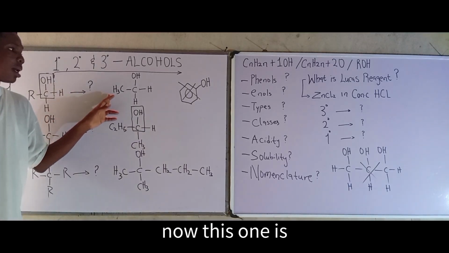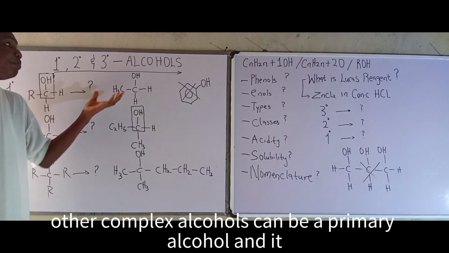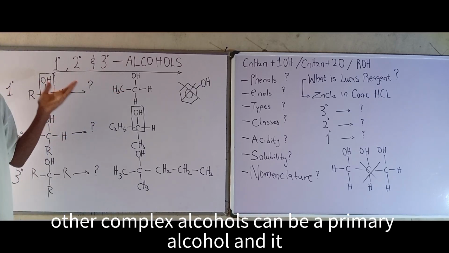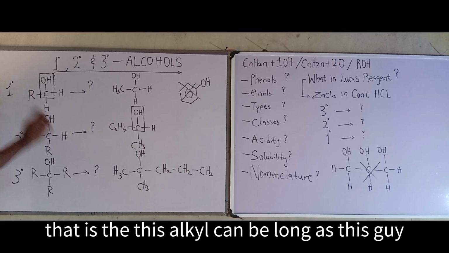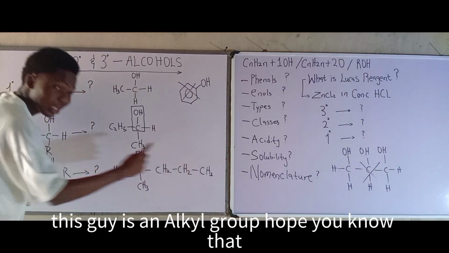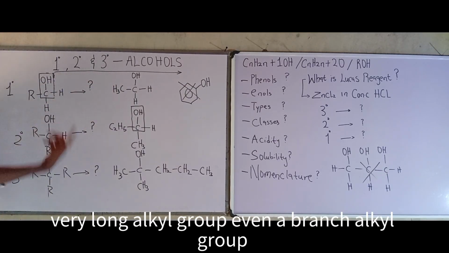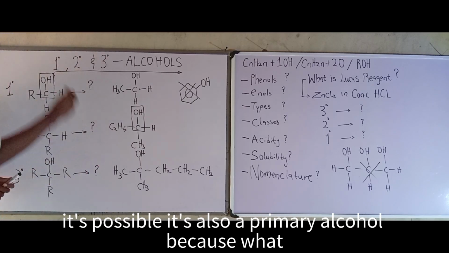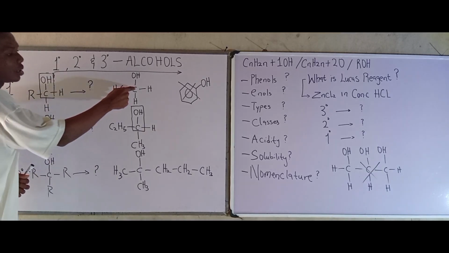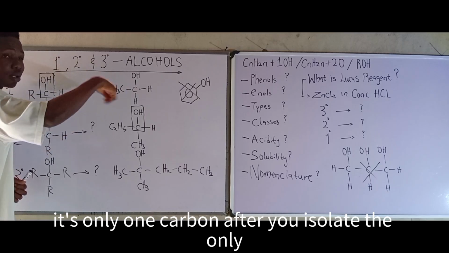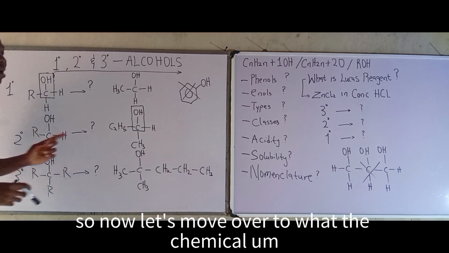Now, this one, I just drew it simple. Other complex alcohols can be a primary alcohol, and it doesn't look small like this. That is, this alkyl group can be as long as this guy. This guy is an alkyl group. Hope we know that. So we can also have something like this, a very long alkyl group, even a branched alkyl group. It's possible. It's also a primary alcohol because it's only 1 carbon. After we isolate the OH, it's only 1 carbon that is connected to the main carbon. Do you understand?